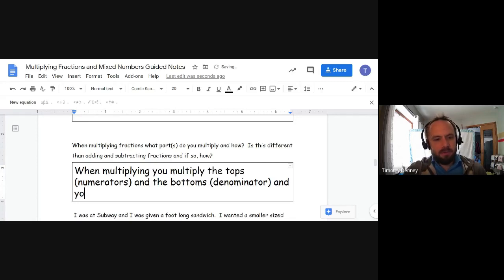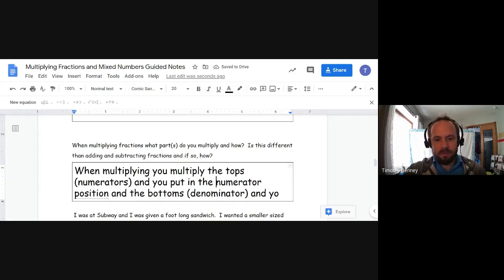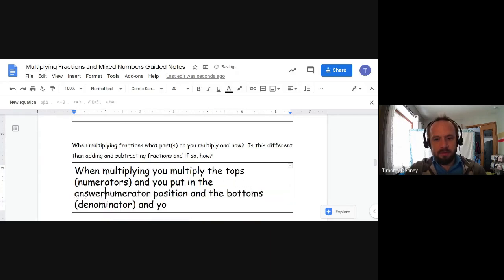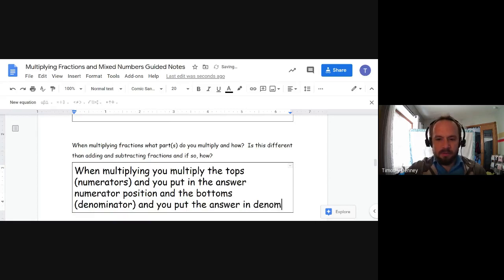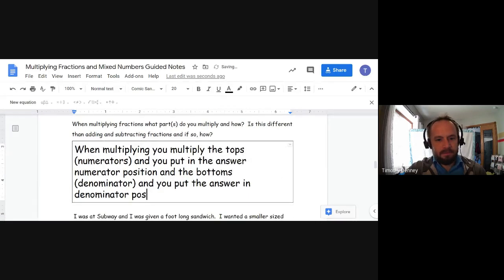And you put, let me add this here. You multiply the tops, numerators, and you put the answer in the numerator position. That's important. Multiply the tops, and then you put the answer in the top position. And the bottoms, and you put the answer in the denominator position. Then simplify if possible. All right, is that different than adding or subtracting?